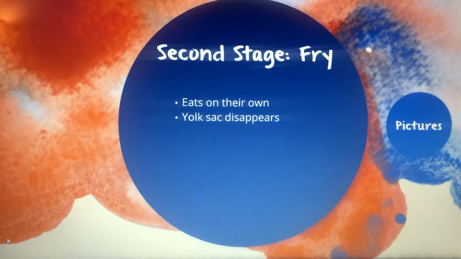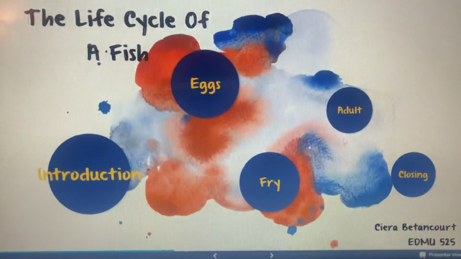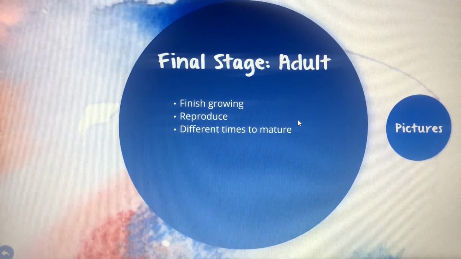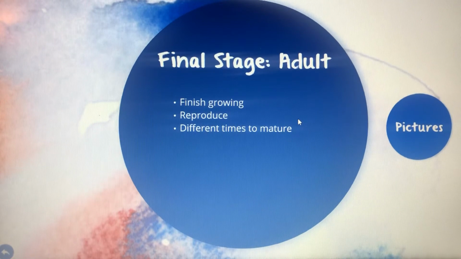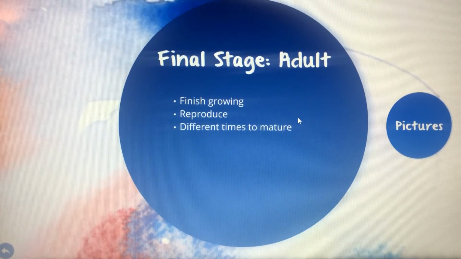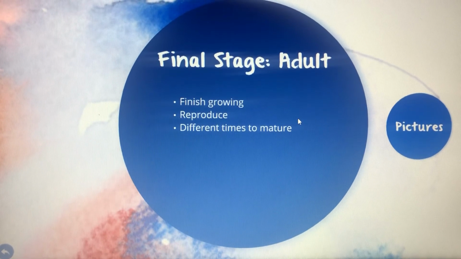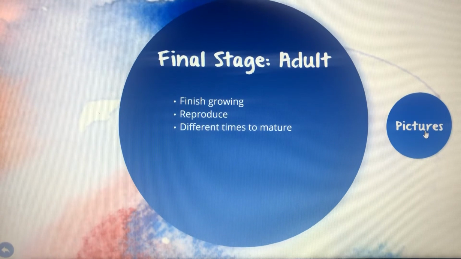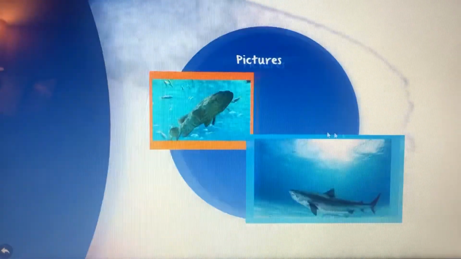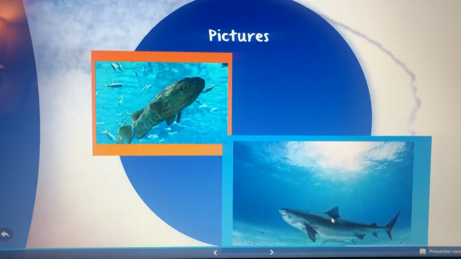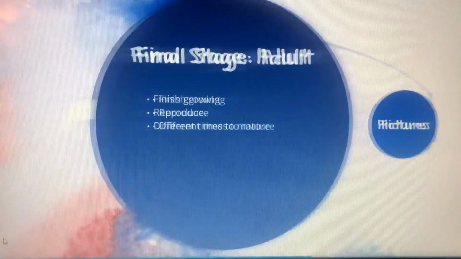The final stage of the life cycle is the adult stage. This is where the fish is completely finished growing and they are able to reproduce. Fish mature at all different times. Here's a picture of an adult fish, and here's a picture of a shark. They are both considered a fish.